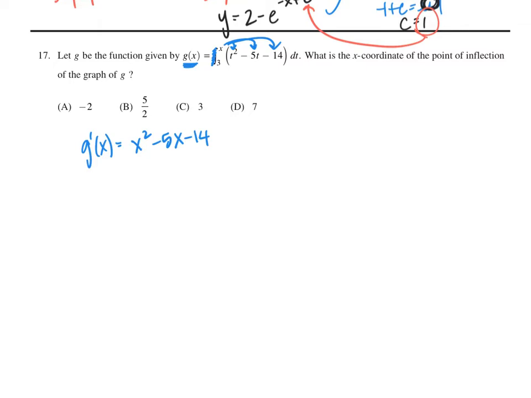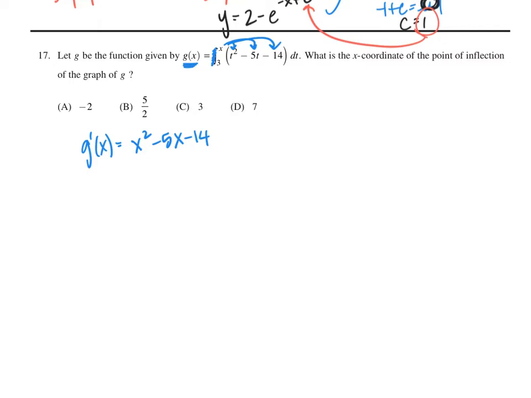We should then always plug in our upper bound, technically times the derivative of my upper bound, and in this case it'd be 1, minus plugging in my lower bound, times the derivative of my lower bound. Because my lower bound is a constant, the derivative of the constant is 0, and all of this would turn into 0 anyway, so we don't have to worry about it.